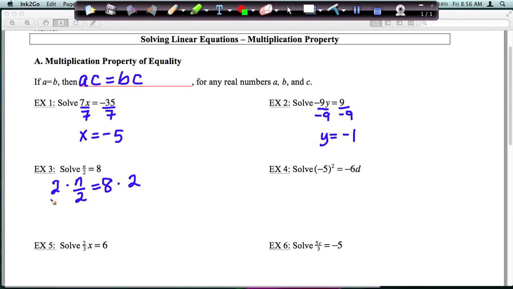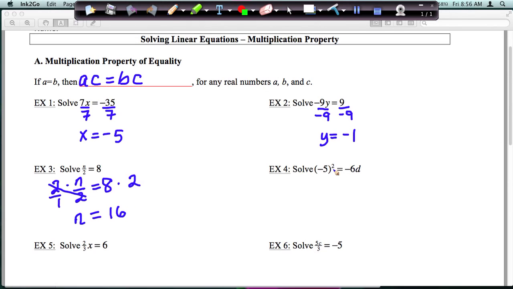So just to help you see what happens, this 2 is the same thing as 2 over 1. These 2's here cancel, they're 1, right? And I'm just left with n equals 8 times 2, which is 16.